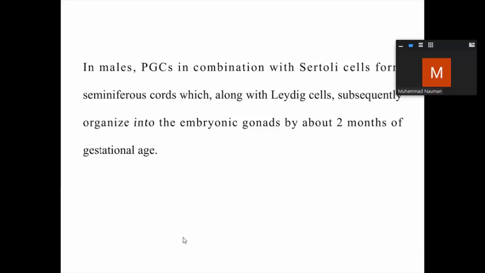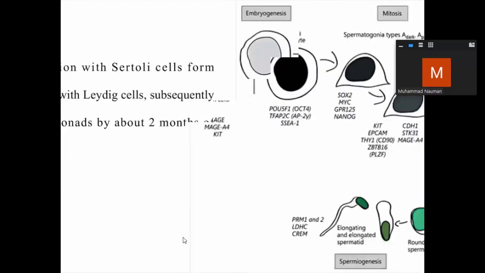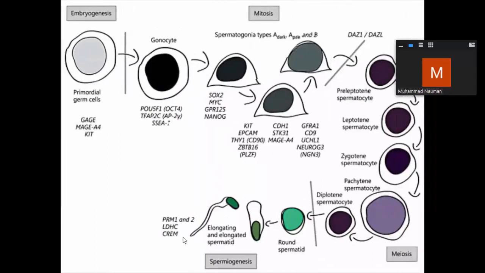By about 2 months of gestational age. This is the flow sheet showing, in capital letters, the genetic pathways which are important for the development.